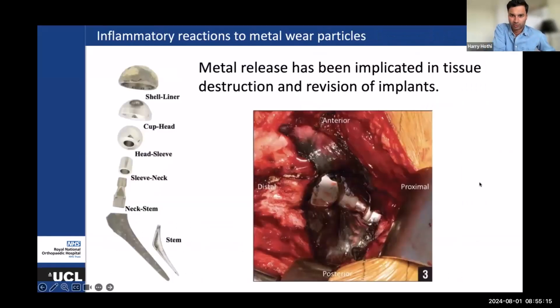And just to touch on, so we know the reasons for this. A lot of the cases seen at the RNOH are of patients that have received metal cobalt chromium hip replacements in the past and have suffered some of the consequences of the toxicity surrounding them. So these are patients that have, in many cases, had several repeat operations before they come for treatment at our tertiary referral centre.